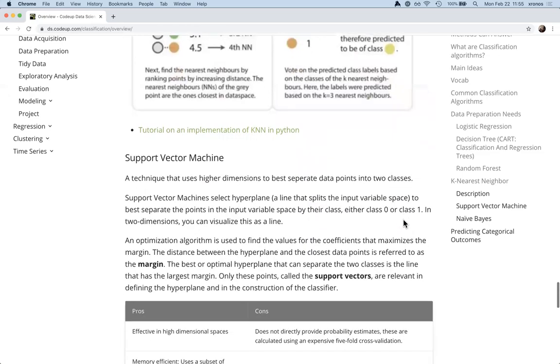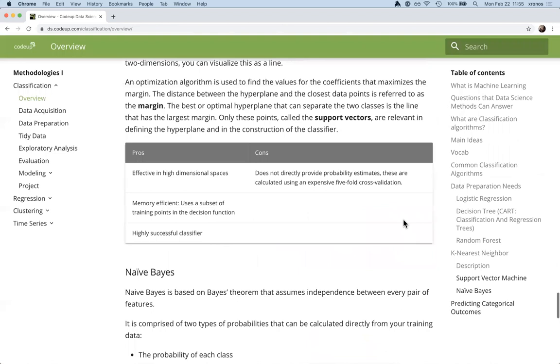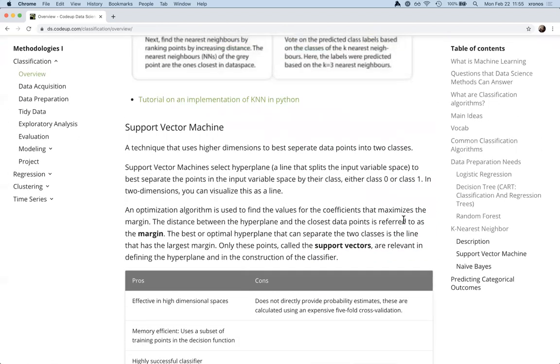Let's see. Support vector machine and naive Bayes. Okay, cool. Two other algorithms. We're not going to get into them in the lesson, but once you learn one kind of model, it's very, very easy in sklearn to use a new model. Very, very easy. A support vector machine is a classifier.